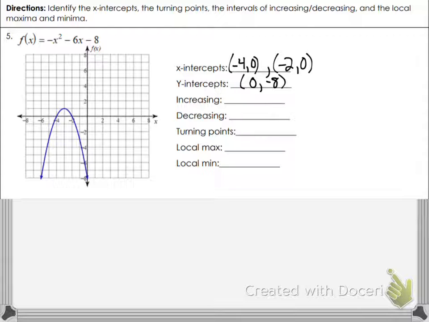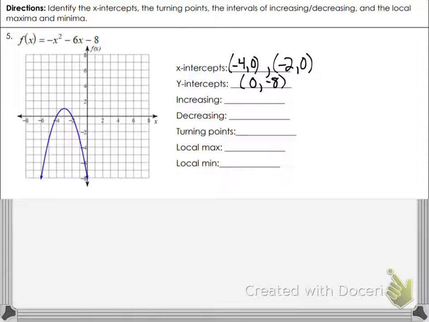So I want the interval for when it's increasing. What's my interval for when it's increasing? Remember, reading it from left to right. So at which x value does it change from increasing to decreasing? -3. Does everyone see that? Going from left to right, once it hits the x value of -3, it starts decreasing. Right?